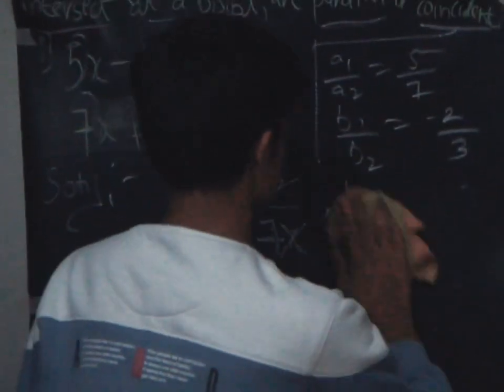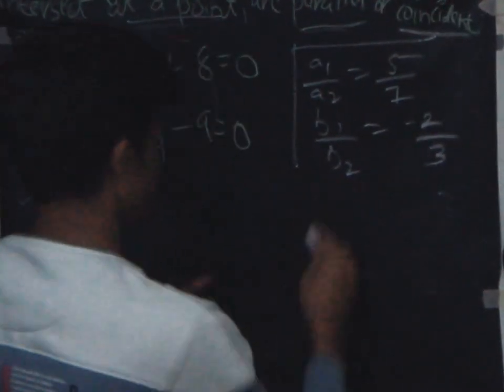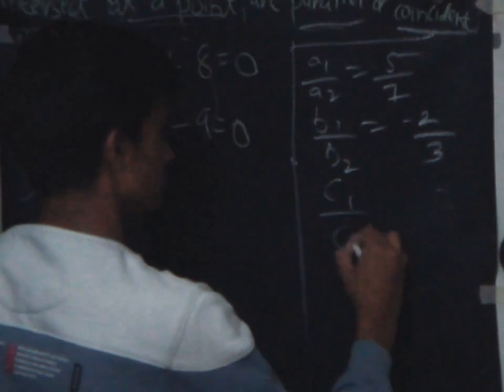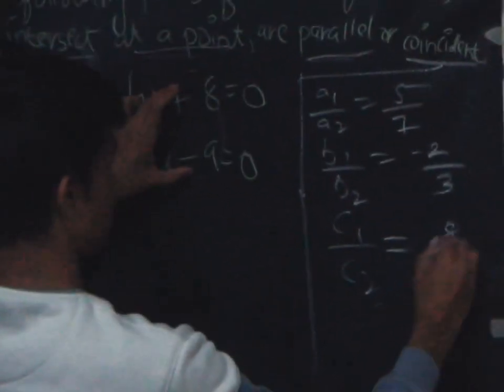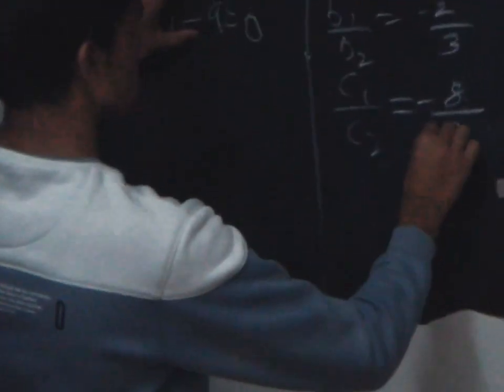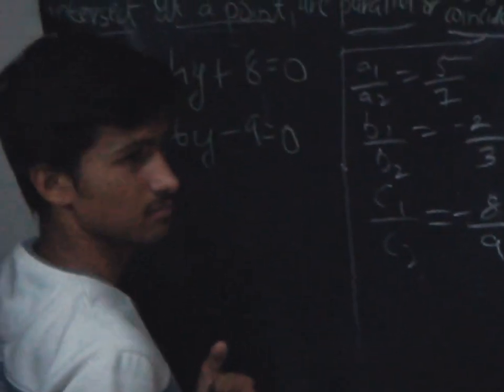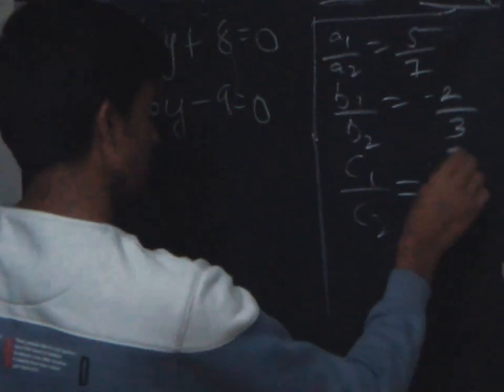Let us rub this part. This is not important. C1 by C2 is 8 by 9, minus 8 by 9, because here there is a minus, so here also there will be a minus. You understand? Minus 8 by 9.